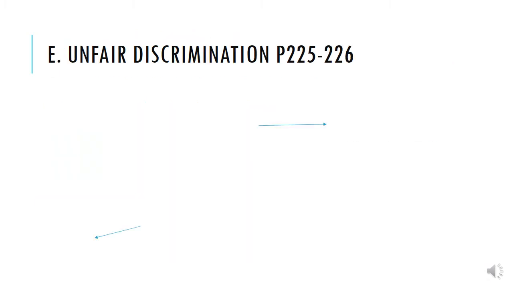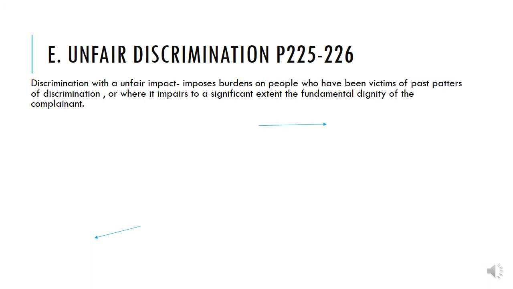So the case of Hugo is the case of fair discrimination. You will most probably be asked the question to discuss both fair and unfair discrimination. Then you will have to discuss two cases: for fair discrimination, President of the Republic of South Africa versus Hugo, and for unfair discrimination, the City Council of Pretoria versus Walker.